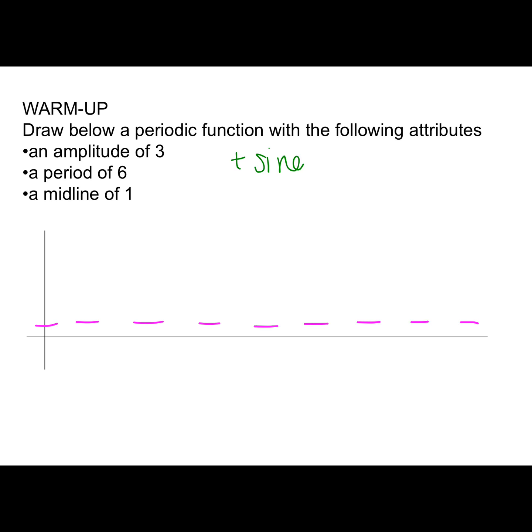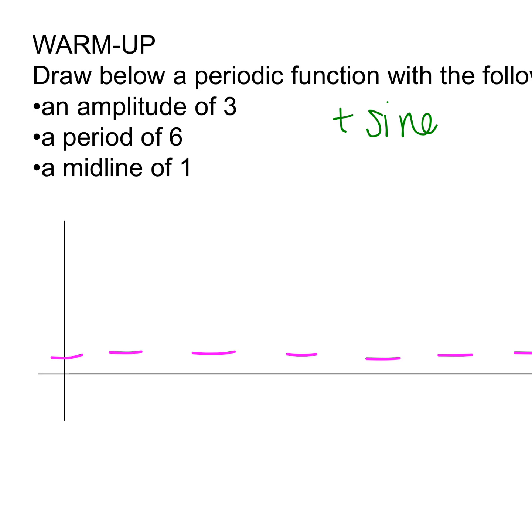Something like that. And it says it has an amplitude of 3, so that means we're going to go up 3 from the midline, so that puts us at 4. Highest point is 4. And then we're going to go down 3 from our midline, 1, 2, 3, so it puts us at -2. So 4 is our highest, -2 is our lowest.